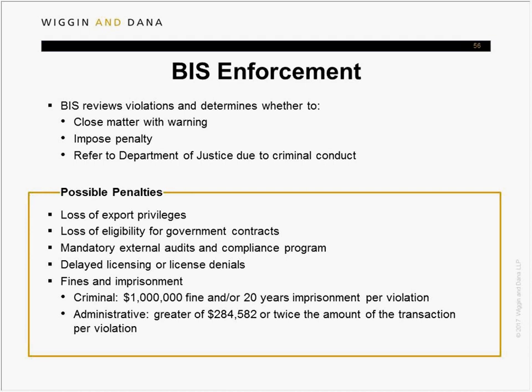And then, of course, there is the monetary aspect. For criminal violations, that can reach $1 million. But even if it's unintentional, even if it's an innocent mistake, but nonetheless a violation, you can be penalized up to $284,582, which is a really silly number that has to do with adjusting for inflation, but let's call it $285,000, or twice the transaction value for each violation. So these penalties really can add up.